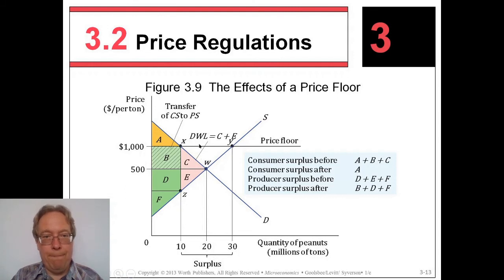So that's a benefit for producers. And as you can see, what producers gain is actually bigger than this area, what they lose. So they are better off. Consumers are worse off, and the net effect is also for total welfare to be lower.